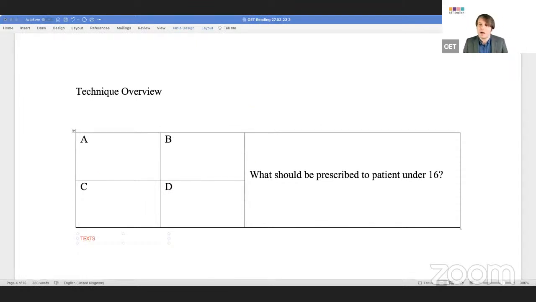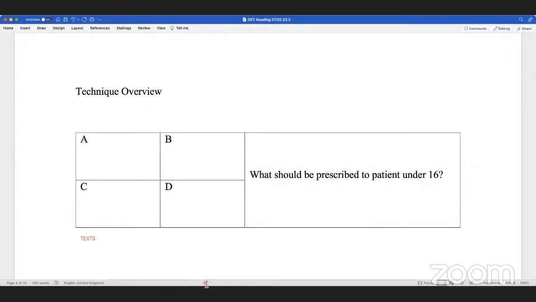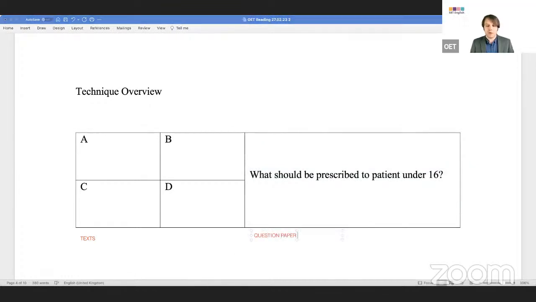Okay. And how many texts do we normally have, guys? All of you? Four. There's always four. I've never seen any more or less. Okay. So Wendy, can you come back, please? This is the texts, Wendy. Yes. And what's this then? What does that represent? So question. Yeah, this is the question paper.